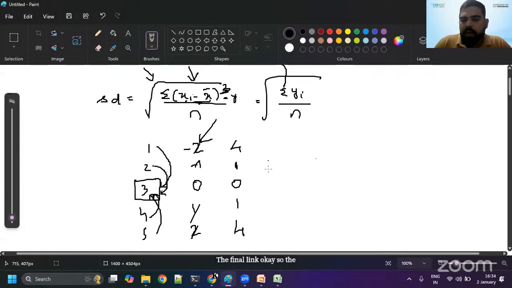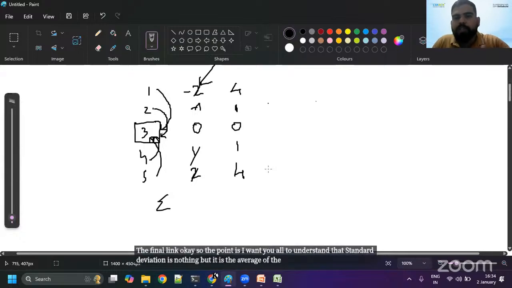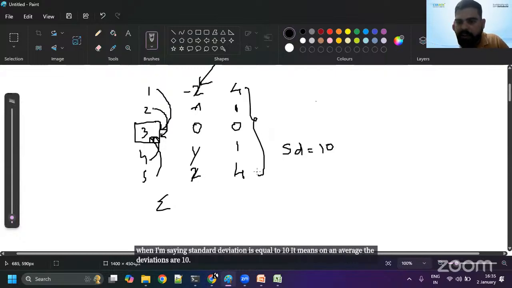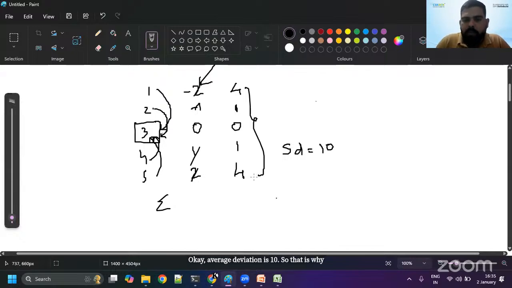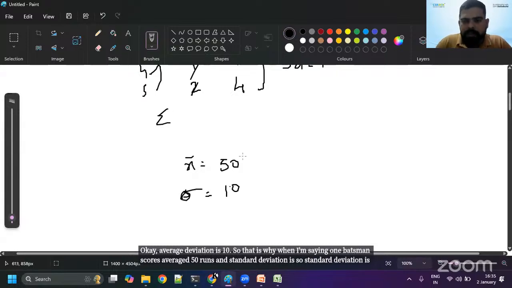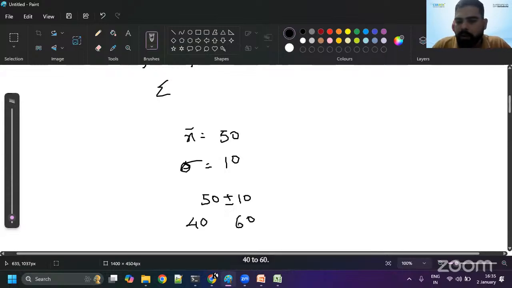So the point is, I want you all to understand that standard deviation is the average of the deviations from the center. When I'm saying standard deviation is equal to 10, it means on average, the deviations are 10. So when I'm saying one batsman scores an average of 50 runs and the standard deviation is 10, you are telling that it is somewhere between 50 plus or minus 10, so somewhere between 40 to 60. Average is in the middle, 50. So it ranges between 40 to 60. Smaller the standard deviation, better it is.